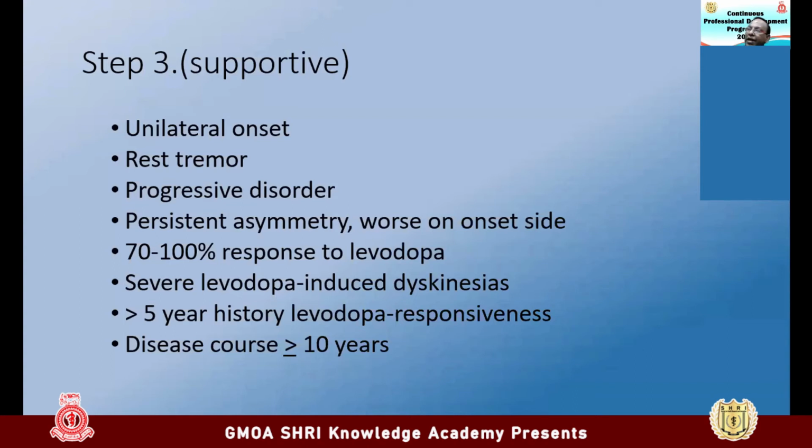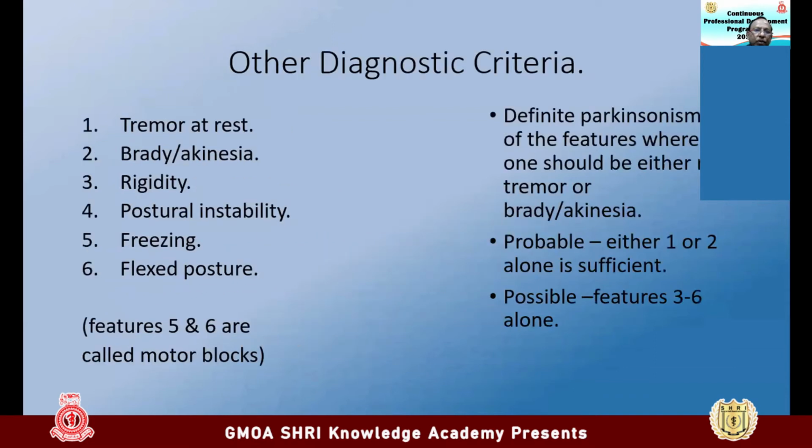So first step, we diagnose Parkinson's with bradykinesia and any of the other features I told you. Then you exclude secondary causes. Third step is to give the supportive evidence. There is another diagnostic criteria, the UK PDS criteria, which I mentioned before. This is very simple if you don't want to recall the previous one. They say 6 features. What are they?